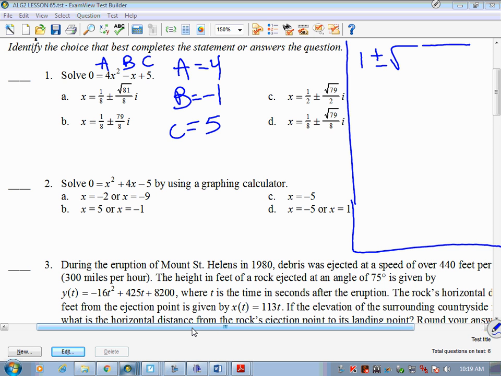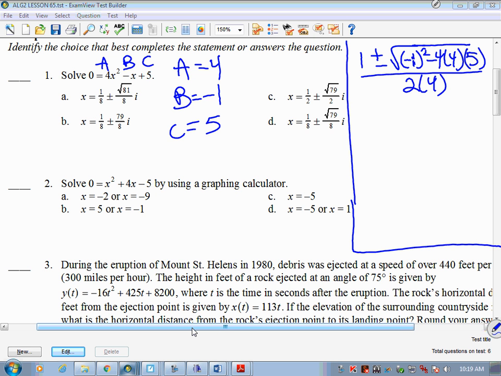Square root. -1 squared, correct? Minus 4 times 4 times 5, all over 2 times 4. Okay? Then we reduce, we simplify.